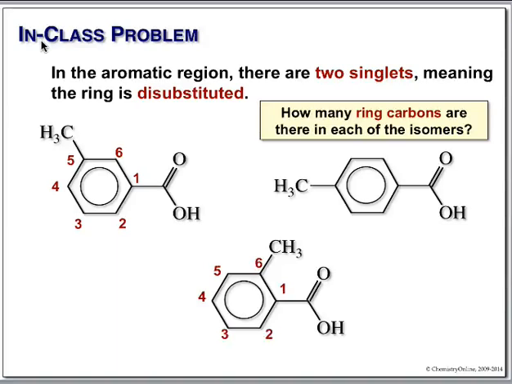And finally, our 1,4. Now we have a plane of symmetry, don't we? Right down the middle here. So we have this one attached to the carboxylic acid, this guy to the methyl. Both of these are adjacent to the methyl. Both of these are adjacent to the carboxylic acid. There are only 4 carbons in this ring.